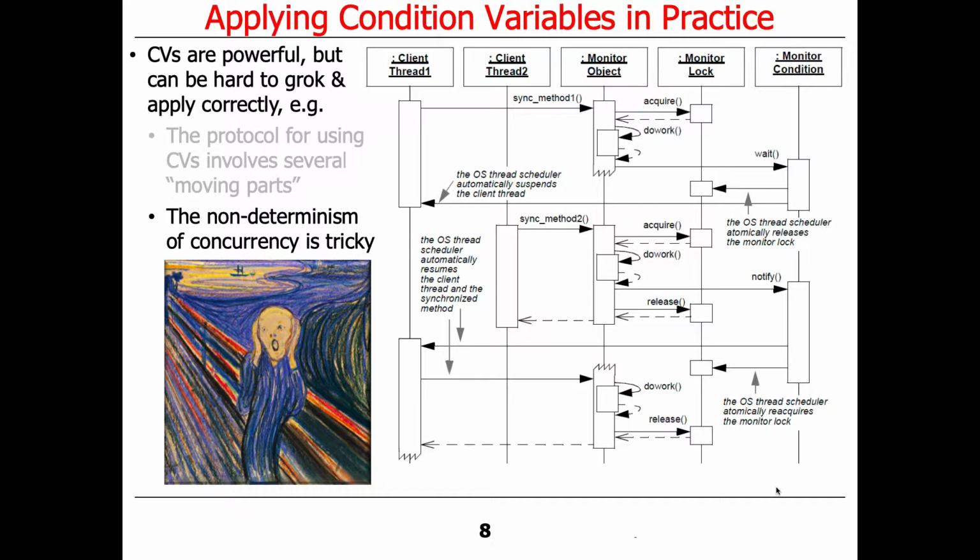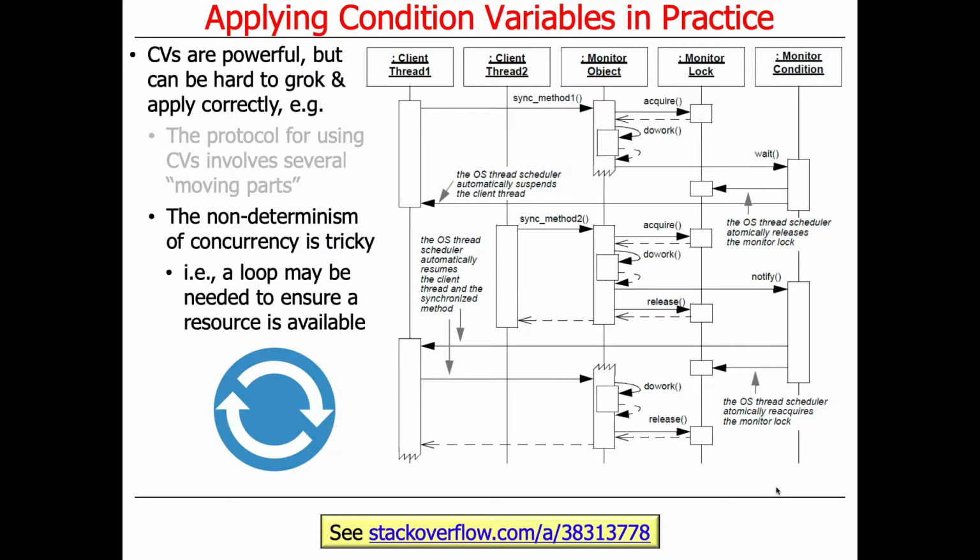And we end up with non-determinism, which is tricky because things are always occurring in strange orders that are hard to reason about with our relatively sequential brains, right? It's very hard to reason about concurrency and parallelism because our brains are sort of sequential inherently, at least the way we think about stuff. One of the consequences of this is we typically need to use loops. So you're almost always going to be checking the condition, seeing if it is satisfied, and waiting in a loop if it's not.